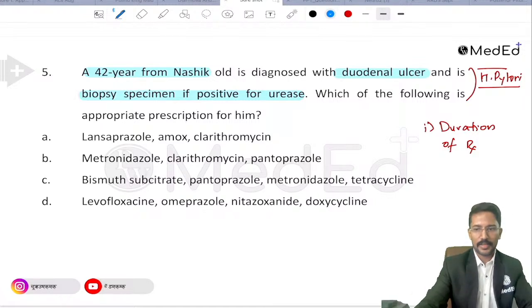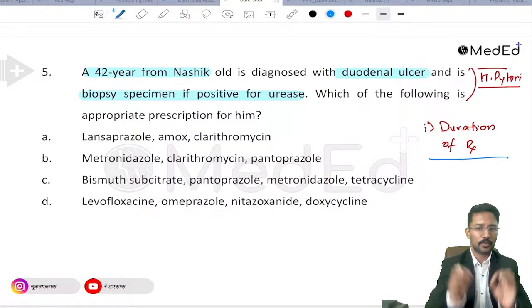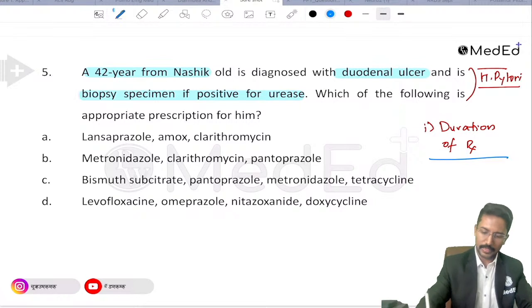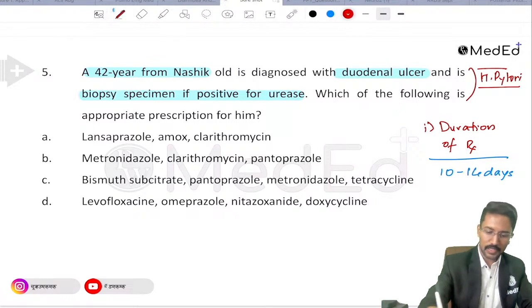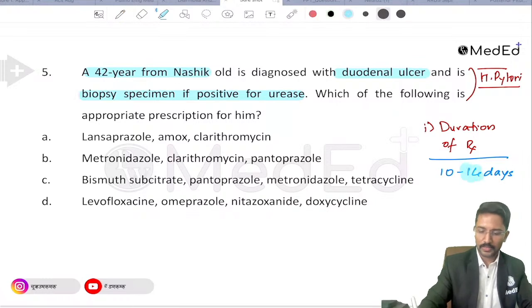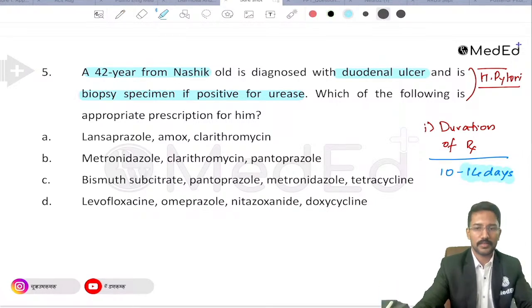1 week, 10 days, 14 days. How many days you will give this combination? You should know, right? You only knowing the regimen is not adequate. Yes, 10 to 14 days. And in the context of India, what is recommended is that we should be giving for 14 days.